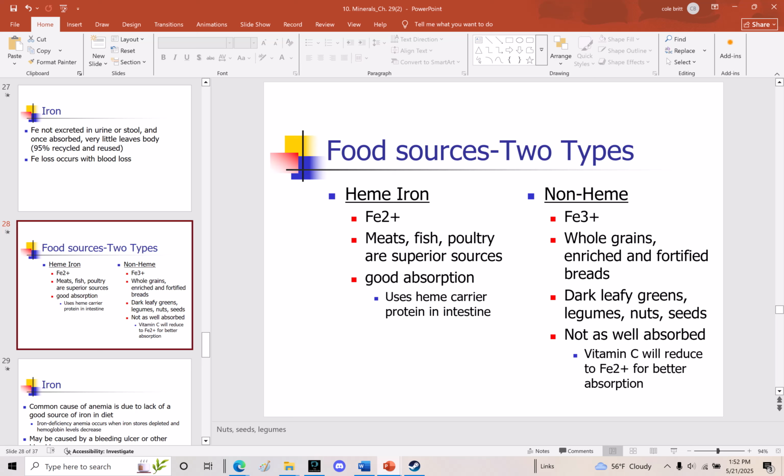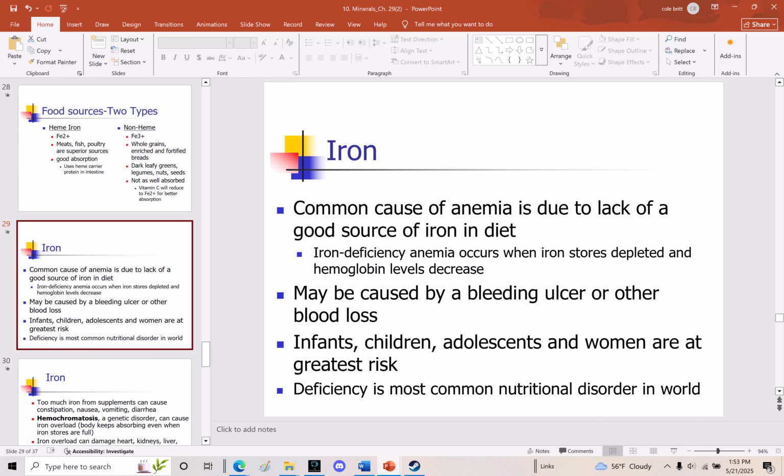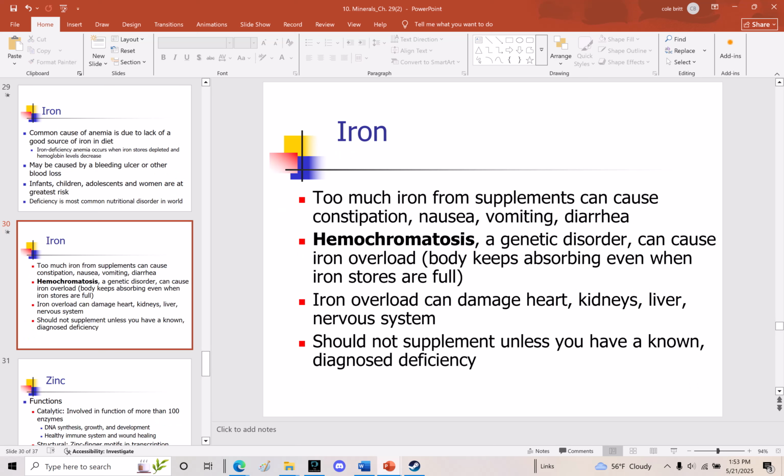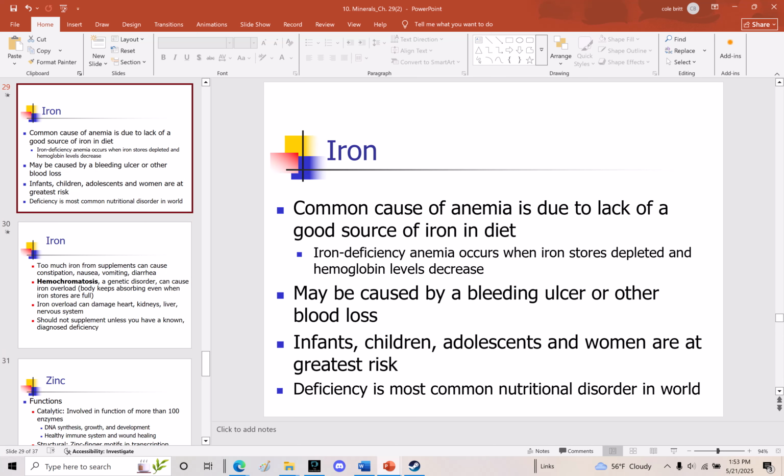So a common cause of anemia, I think it's the most common cause actually, is lack of a good source of iron in the diet. So when iron stores are depleted, hemoglobin levels will decrease. That's why you have microcytic anemia. It's microcytic because the blood cells are really small because they don't have a lot of hemoglobin.